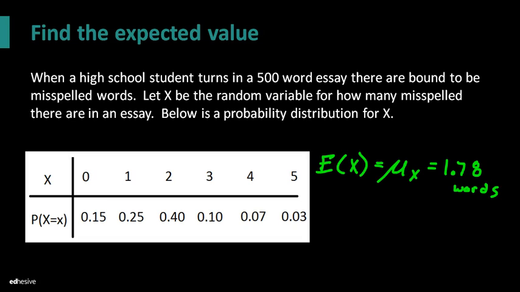So if I were to grade many, many, many essays, not 1, not 5, not 8, not 20, not 100, many, many essays, over the course of grading all those essays, I would expect an average of 1.78 misspelled words per essay. That's exactly what this value represents. Very, very simple to find.